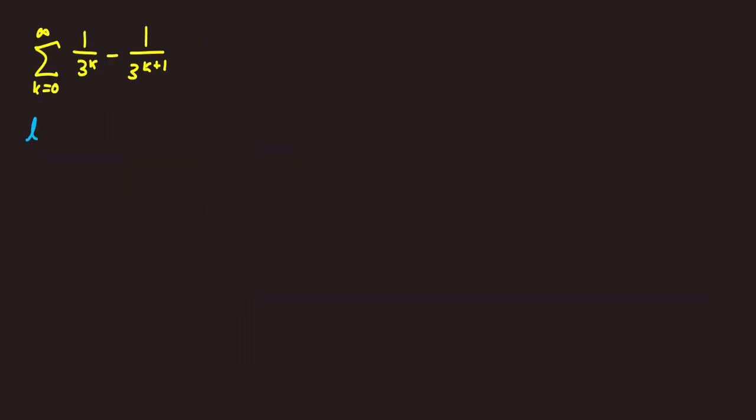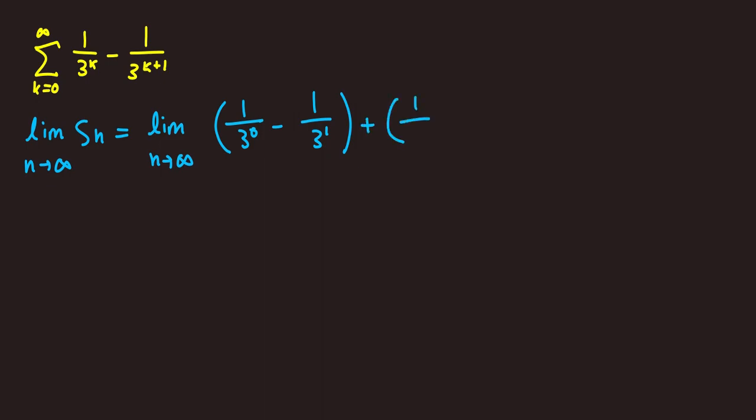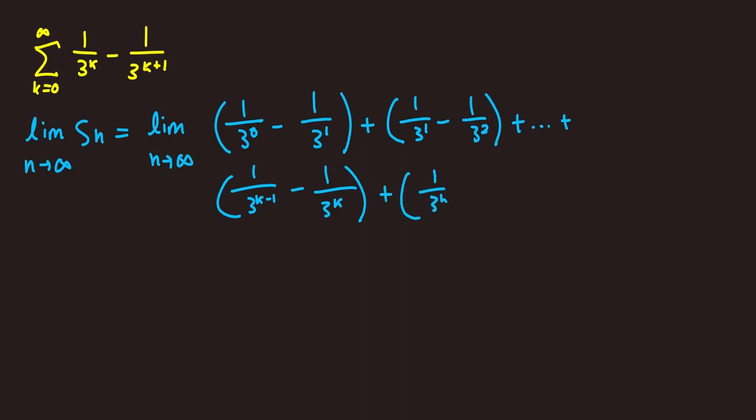Now let's look at the example of the summation of 1 over 3^k minus 1 over 3^(k+1). So again, we look at the limit as n goes to infinity of the partial sum. The first term is going to be 1 over 3 to the 0 minus 1 over 3 to the 1. The second term is going to be 1 over 3 to the 1 minus 1 over 3 to the 2. Immediately we can see cancellation with the 1 over 3 to the 1s. So let's work towards the end with 1 over 3^(k-1) minus 1 over 3^k, and then finish it out with 1 over 3^k minus 1 over 3^(k+1).